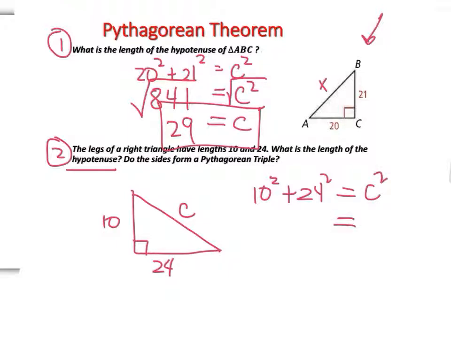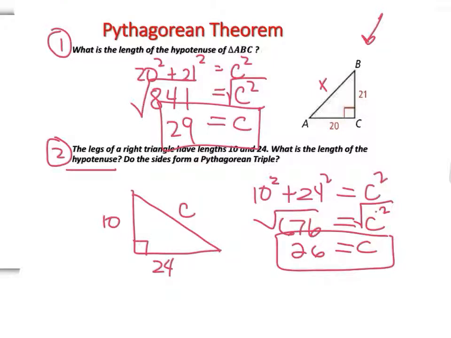So solving for c, 10 squared plus 24 squared equals 676. 676 is equal to c squared. So when I square root that, I'll get that c equals 26. So that's the length of the hypotenuse.